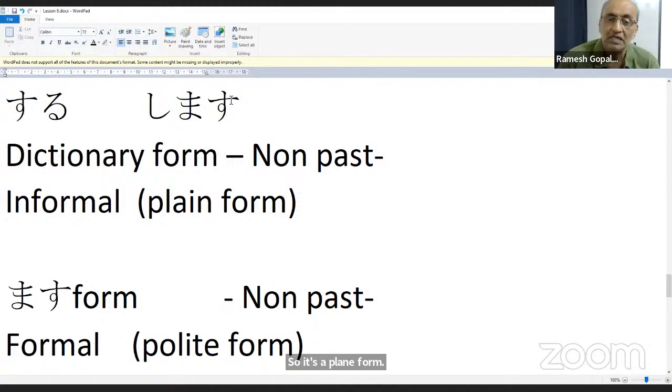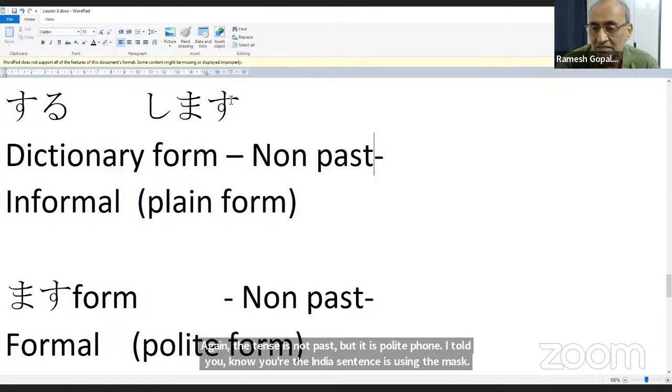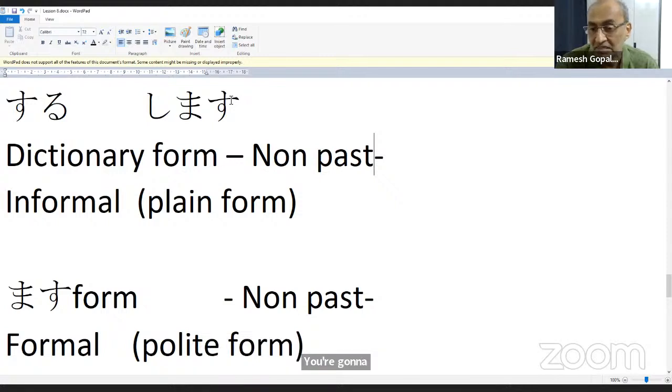Mass form, again the tense is non-past, but it is polite form. I told you, you have to end your sentences using the mass form. You can't say watashi wa taberu. Watashi wa taberu means I eat or I will eat. You should say watashi wa tabemasu. I eat, I will eat. Whatever you eat. Watashi wa okashi o tabemasu means I will eat sweets. But you use a mass form. So polite. So I think things are clear now.